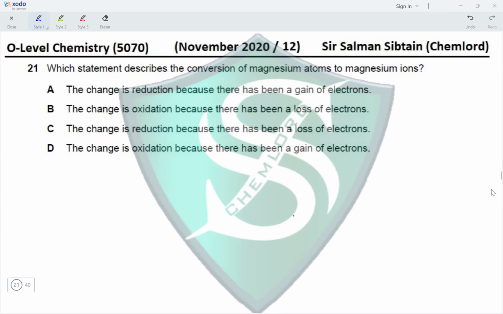So let's see. The change is reduction because there has been a gain of electrons. No, there has been a loss of electrons. The change is oxidation because there has been a loss of electrons. Exactly. The change is reduction because there has been a loss of electrons. Reduction is gain of electrons, not loss. The change is oxidation because there has been a gain of electrons. Oxidation is loss, not gain. So this makes option B the correct option for this question.